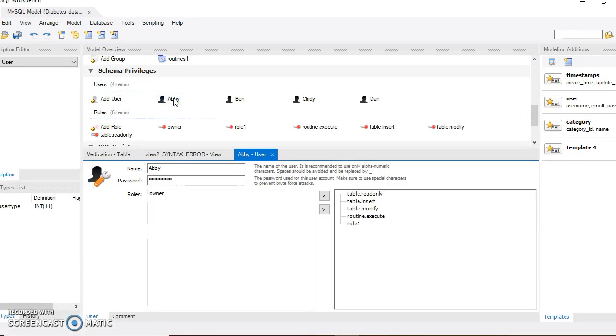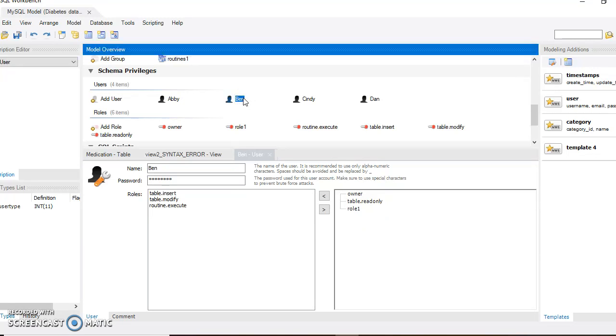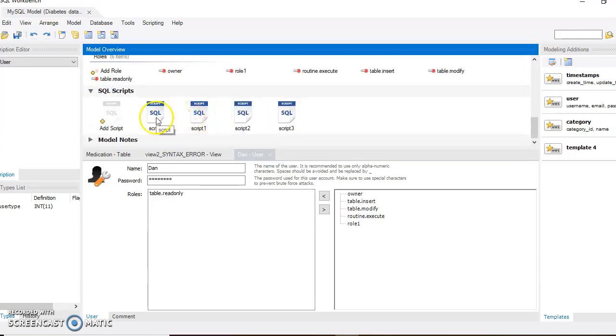Here are examples of our 4 users that we have with different levels of access. Abby is the Health and HIT coordinator, and she is the owner and administrator of the database. She's the one that can provide access, that manages the access, and sets up users with various views based on their needs. Next, we have Ben, who has the ability to back up the database. We have Cindy, who has the ability to insert and modify data, but not delete data. And we have Dan, who can only read the data within the last week.